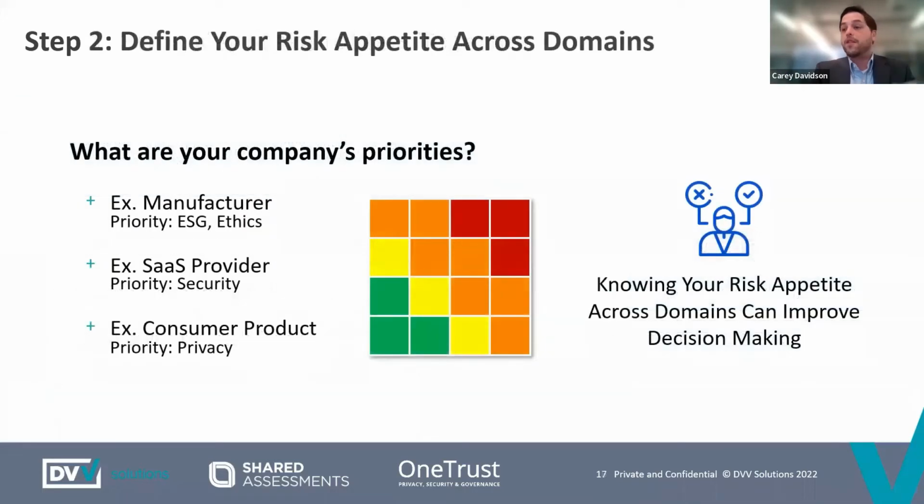The next part of this, going back to that example I just used of Patagonia, is to define what our risk appetite is going to be across these domains. What are those company priorities? Are we a manufacturer or retailer? Is ESG going to be important to us? How are we going to manage those fourth parties? Or do we think ESG is more important to us, or privacy and security? What is going to be your weighted scale across these different domains, and how do you implement and measure that and report on that becomes more and more important.